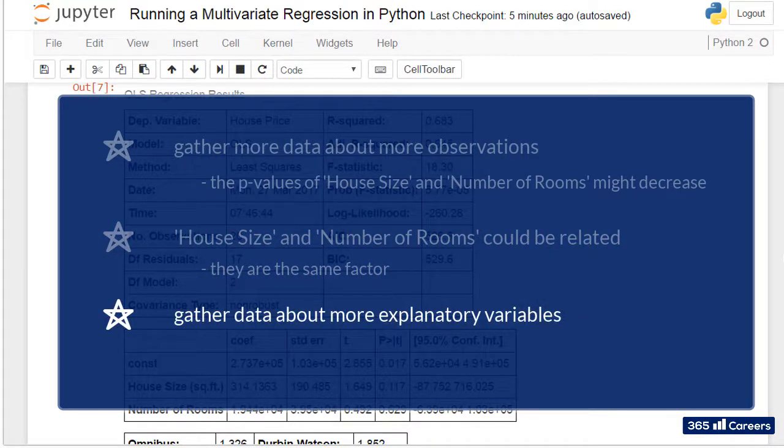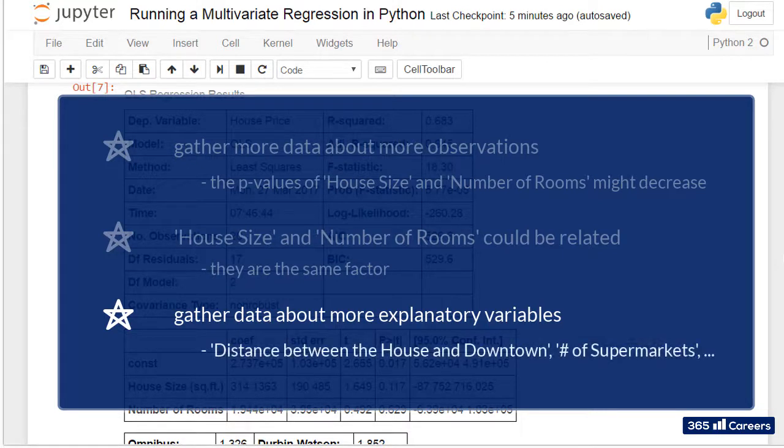What type of people are the neighbors? What is the distance between the house and downtown? Are there any supermarkets close by? All these might affect a house price, and they might change the coefficients of the variables we used so far.